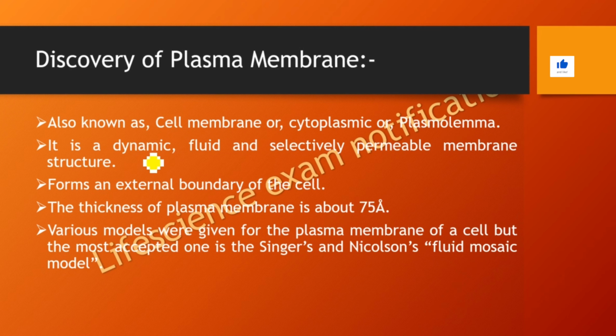So our next thing is various models of plasma membrane. Second type of model is the lipid bilayer model. The lipid bilayer model was given in the year 1926 by Gorter and Grendel.